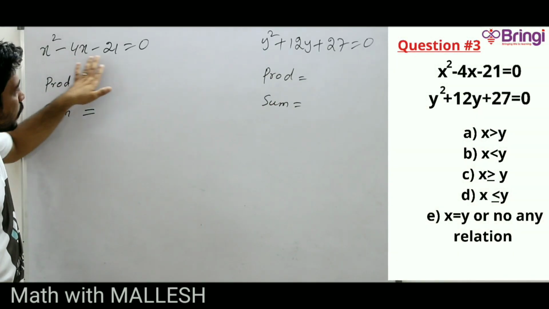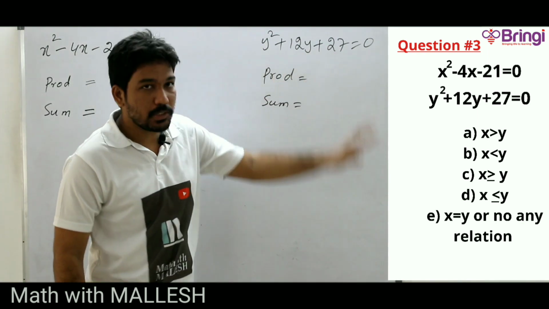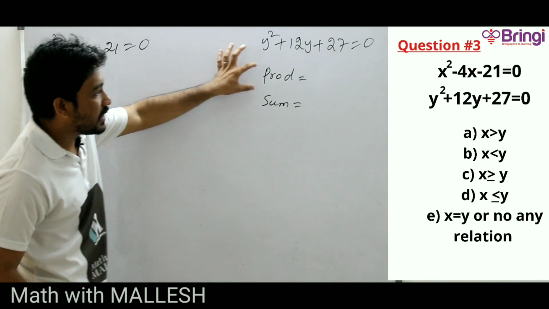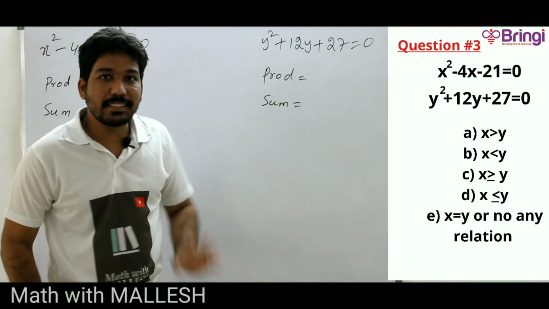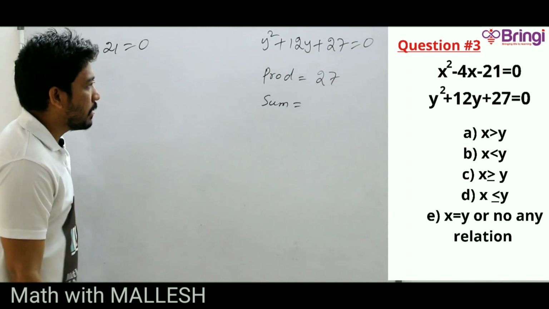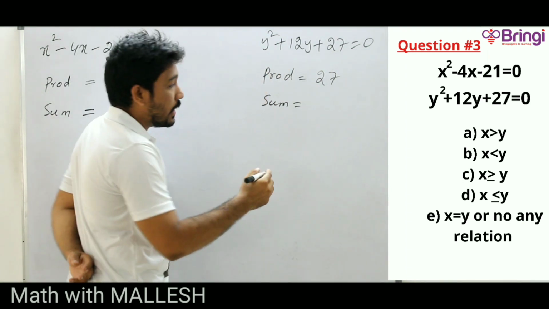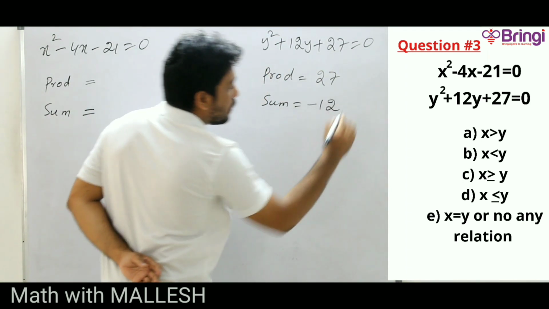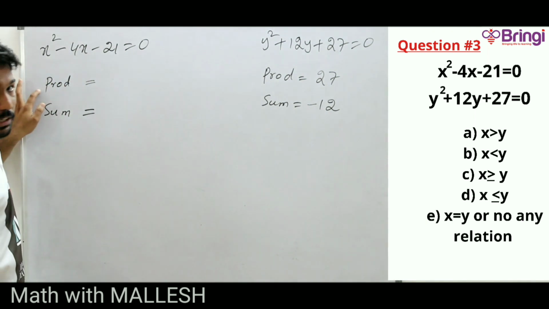x square minus 4x minus 21 is equals to 0, or y square plus 12y plus 27 is equals to 0. First, product. What is product value? Which value is there? As it is, right. 27. Perfect. And what is sum value? Positive 12 is there. Take ulta. Negative 12. Clear.